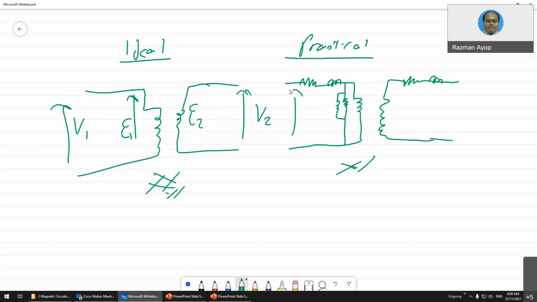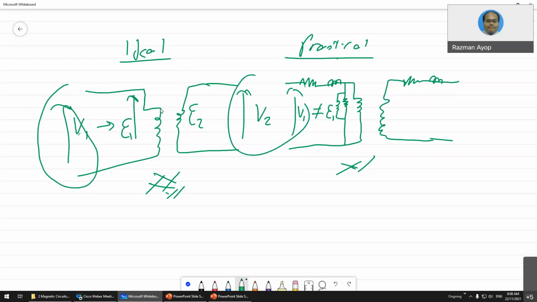In practice, V1 is not equal to E1, and that is the difference because practically there will be losses. But in ideal condition, the voltage here is the same as the induced electromotive force. Remember V and E: V is the voltage outside, E is inside. Make sure you know the difference.